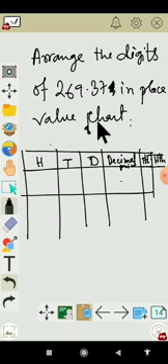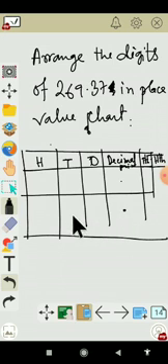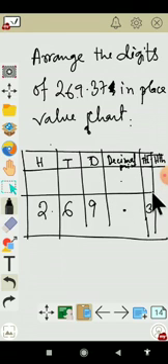Suppose our number has up to 2 decimal places only. Now we have to put the above number in this place value chart. For that, first write down the decimal point, then write all the whole number digits. So 9 in the ones place, 6 in the tens place, 2 in the hundreds place, then 3 is in the tenths place, and 7 is in the hundredths place. So this number is now written in the place value chart.